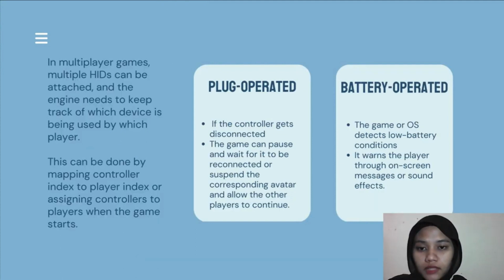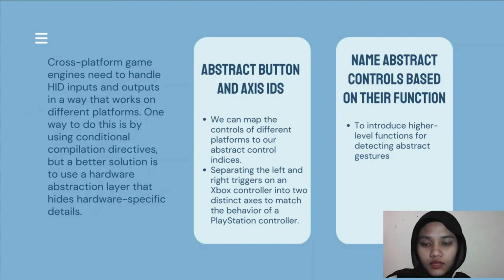In multiplayer games, multiple HIDs can be either plug operated or battery operated. So these are the differences between plug operated and battery operated. Cross-platform game engines need to handle HID inputs and outputs in a way that works on different platforms. So these are the two approaches that can be implemented for HID inputs and outputs: abstract button and axis IDs, and name abstract controls based on their function.